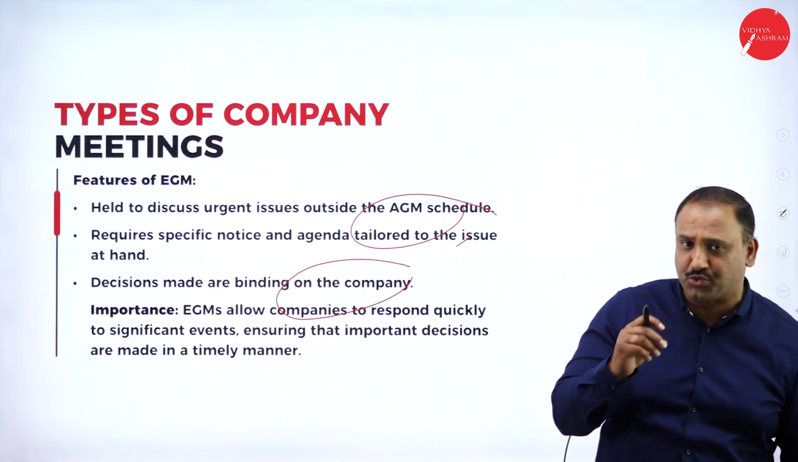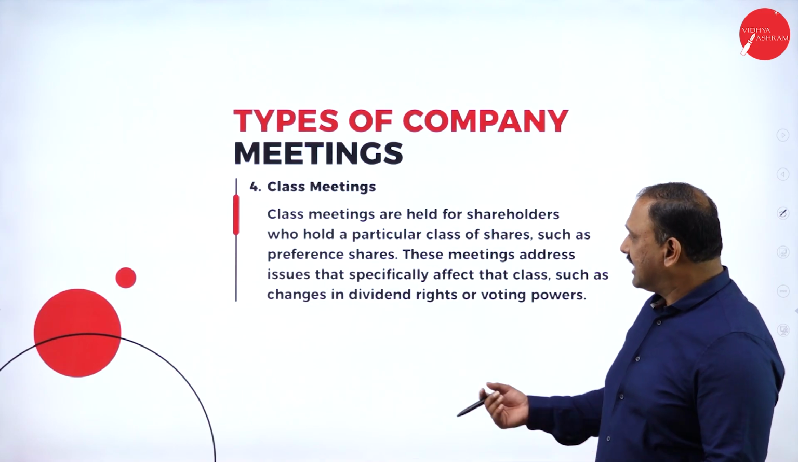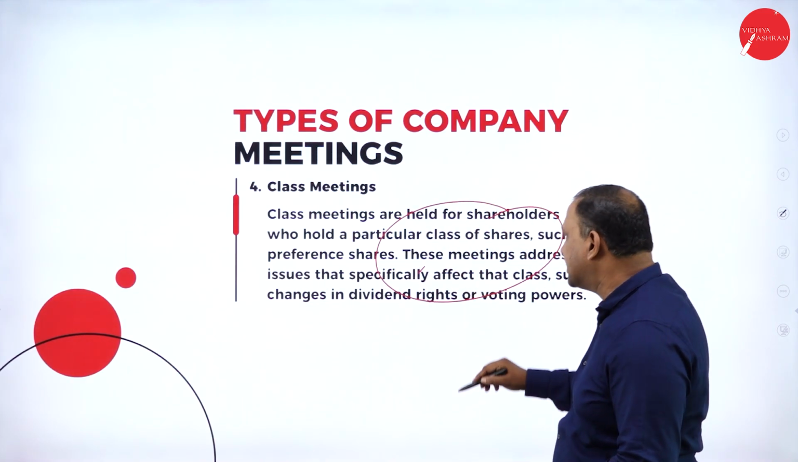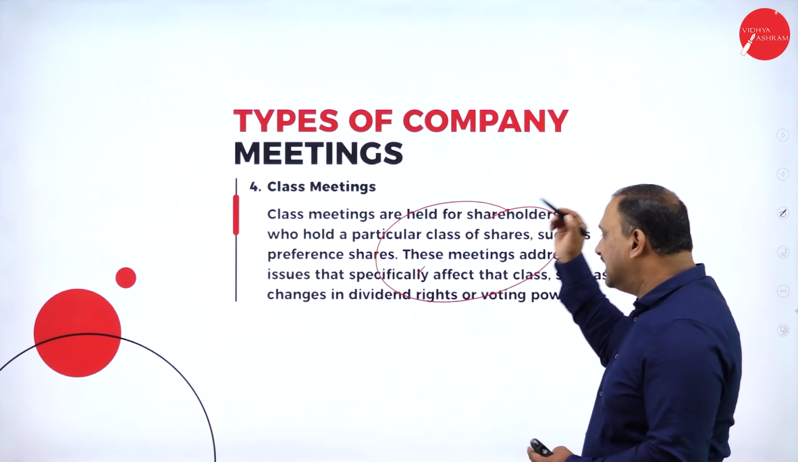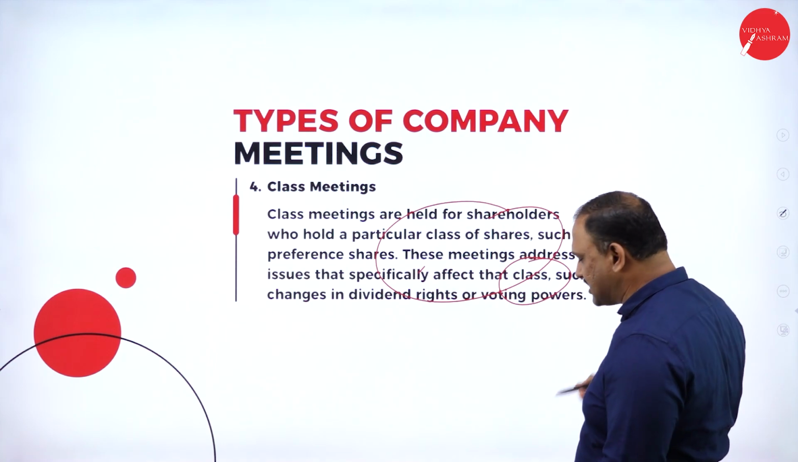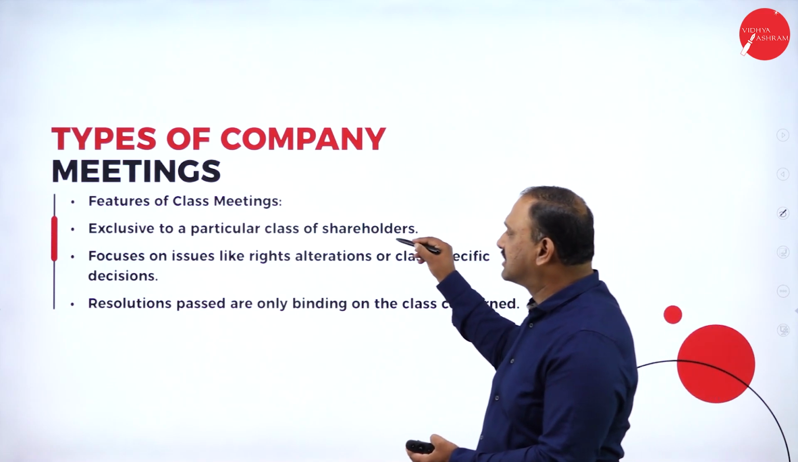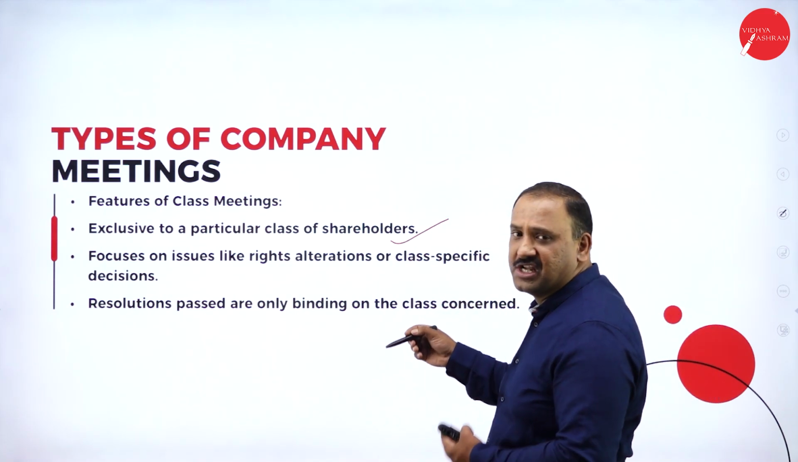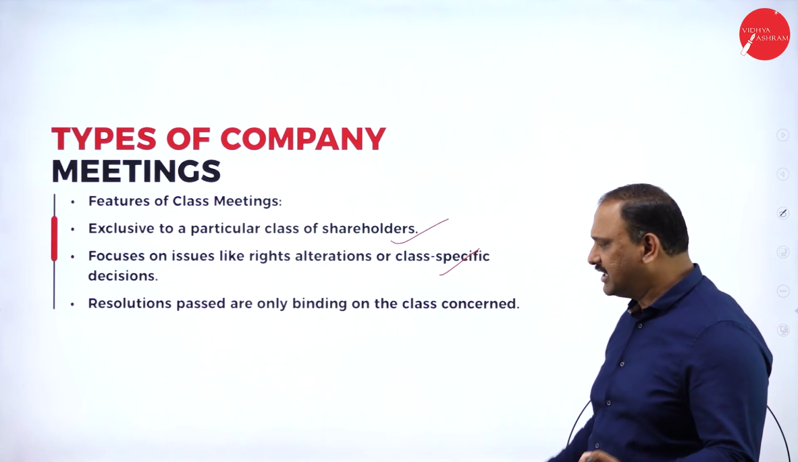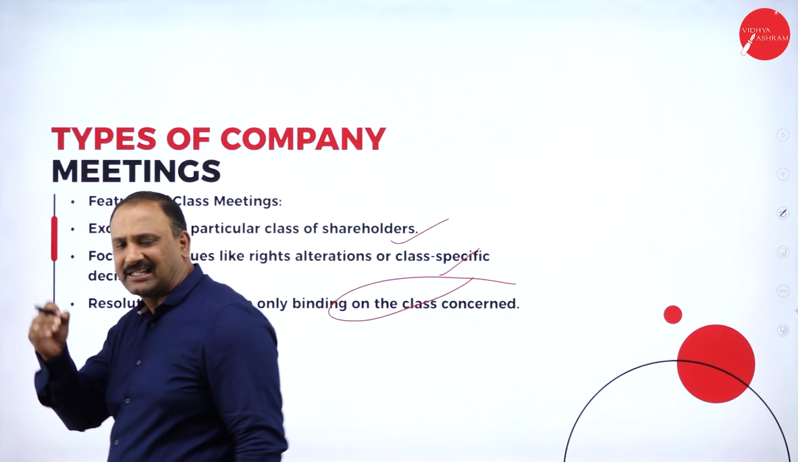You're not going to wait for situations to take place and happen, but rather you're going to act and take it forward. And the class meetings are held for shareholders who hold a particular class of shares, such as preference shares. These meetings address issues that specifically affect that class, such as a change in dividend rights or voting powers. The features are that they exclusively involve a particular class of shareholders. It focuses on class-specific alterations, and any resolution that is passed is binding, which means it is specific to that class only.